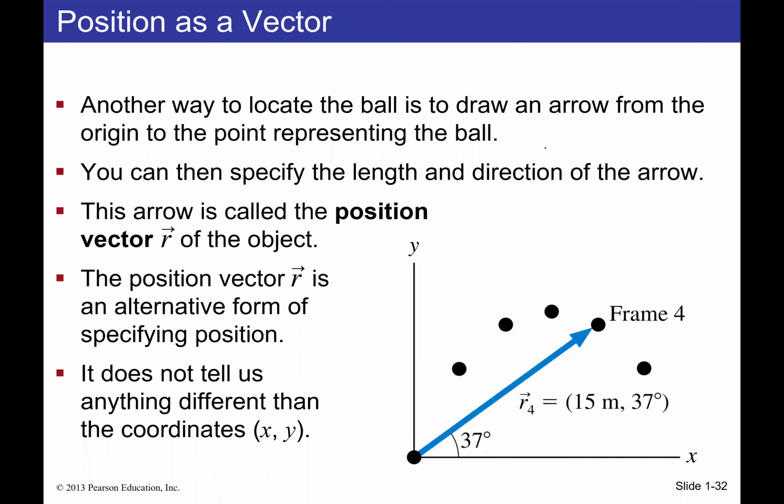All right, so we start with the position vector. Okay, so remember, we assume that frame 4 is our frame of interest, and then we represented this position as x4, y4, right?